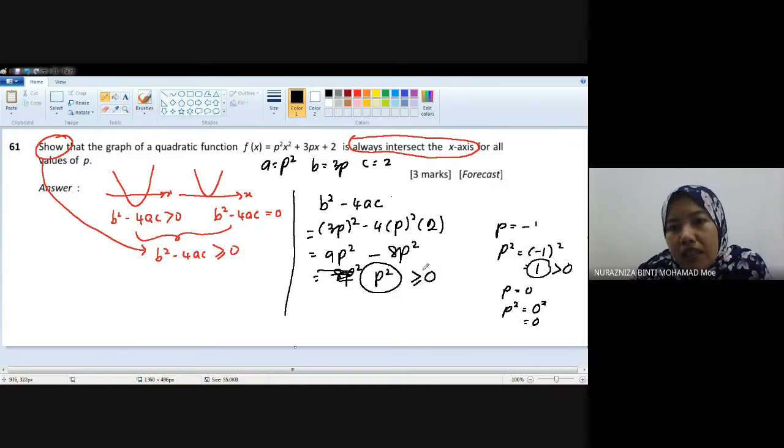So it satisfies the information that we have, b squared minus 4ac is greater or equal to 0. Any number that we square will be greater or equal to 0. So we say that we have already shown that for any values of p, the discriminant is always greater or equal to 0. Okay, that's it.